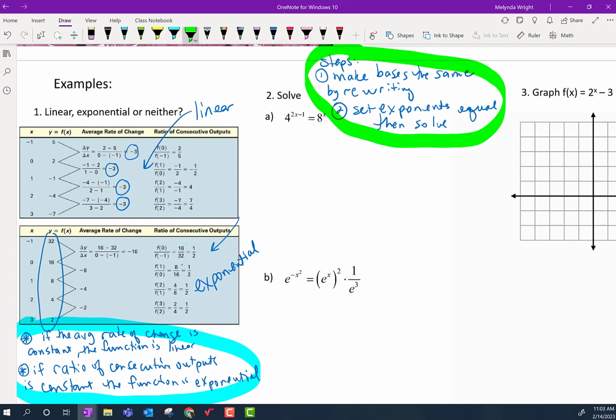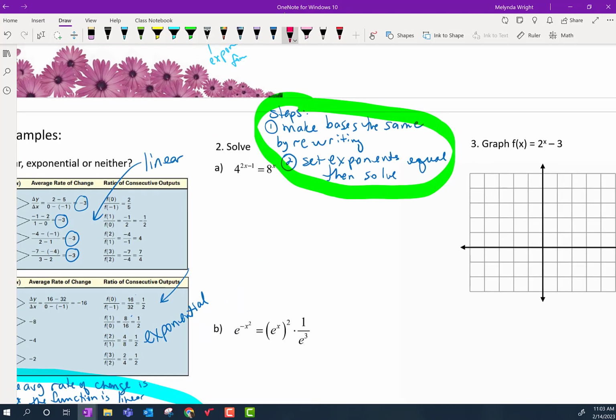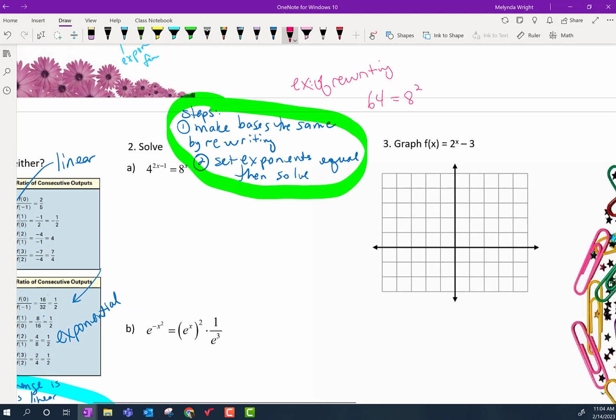Okay, so what do we mean by rewriting? Well, an example of rewriting. So let's say I've got 64. How could I rewrite 64? 64 could be written as 8 squared. Right, that's okay. We can rewrite like that. We could even go smaller than 8 squared, right? Well, let's see if we can.